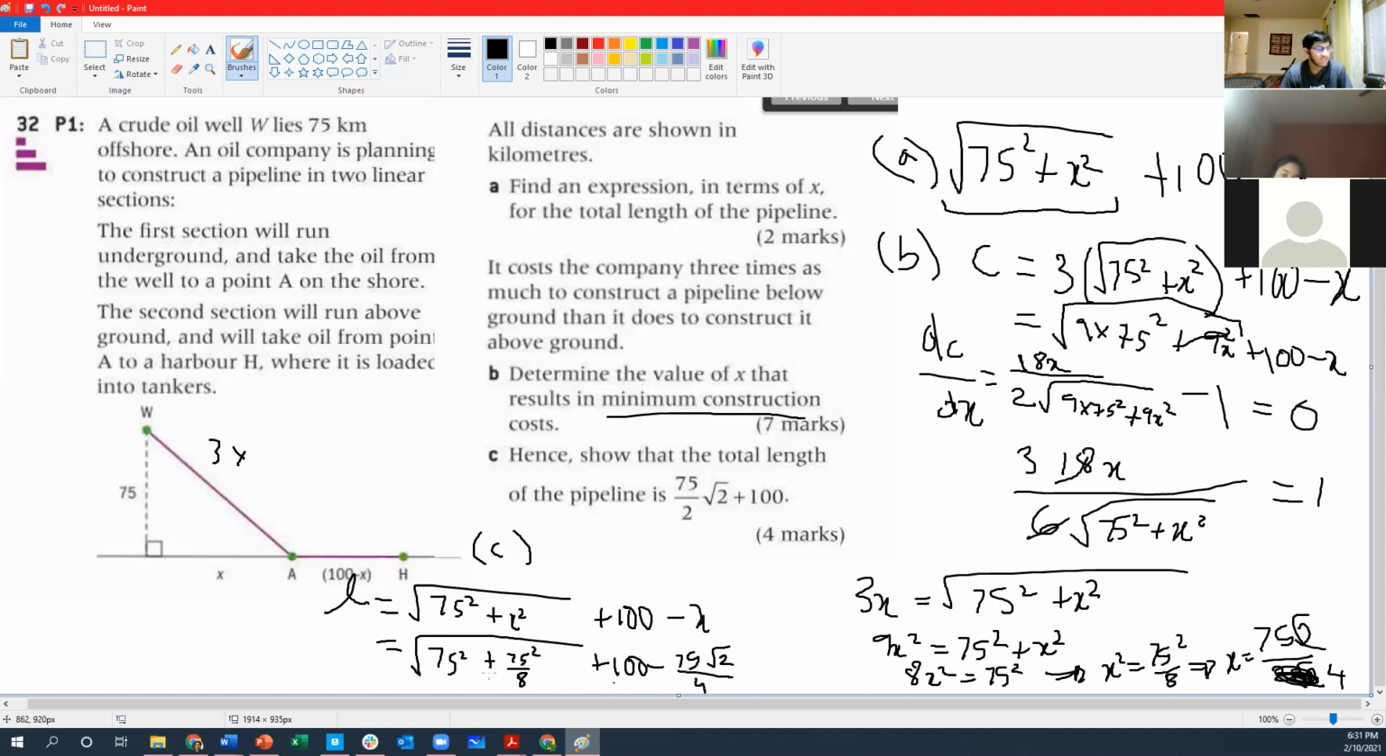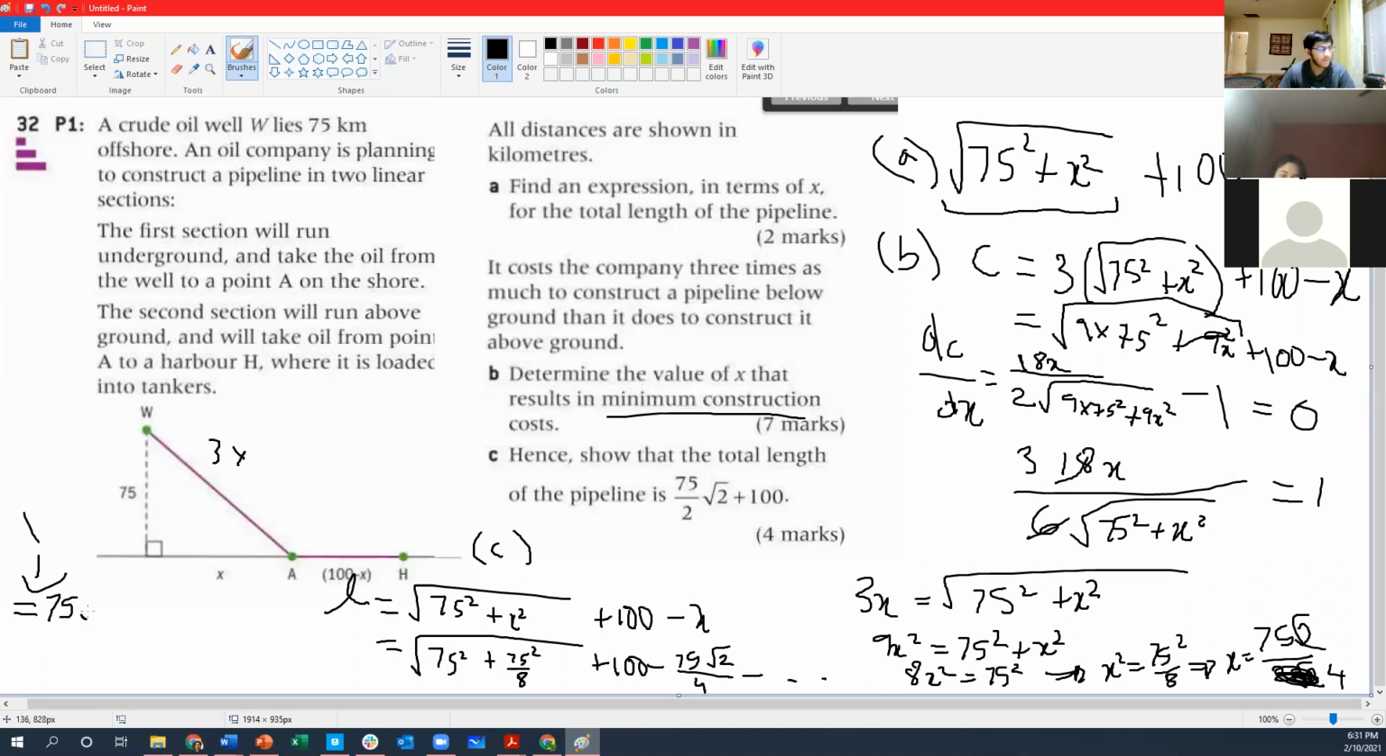Okay, so now we just have to simplify this. I'm running out of space, so I'm going to start working on this side. Okay, so 75 squared plus 75 squared over 8, I can factor out a 75 squared, and if I pull it out of the radical, it becomes a 75 like that.